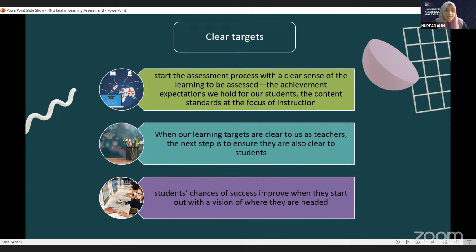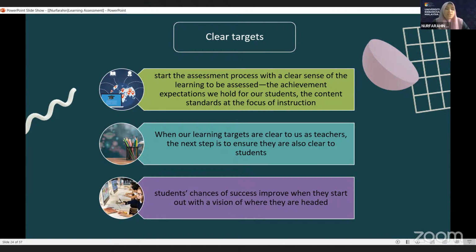Next, when our learning targets are clear to us as teachers, the next step is to ensure they are also clear to our students. As teachers, it is very simple for us to understand what the national standards or targets are for each of our subjects, for each of our classrooms. But it is not that clear for our students. Our students are not aware of what we expect from them. So we need to communicate that. We need to make sure that the students are also clear about the targets that we are setting for them.